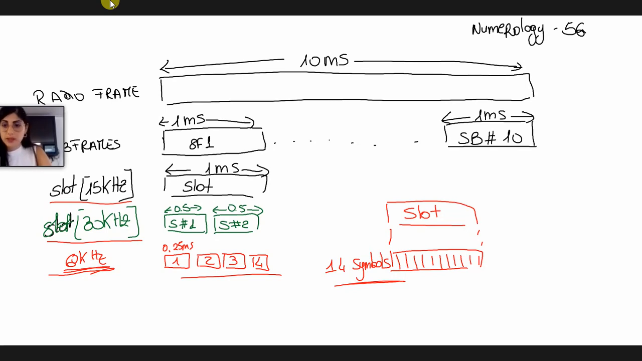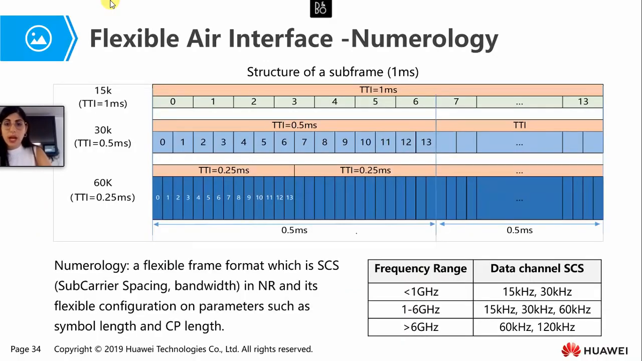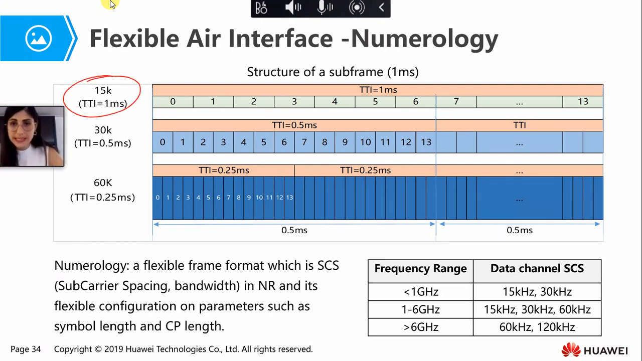And in here on the slide, you have the reference of the numerology. So in here you can find exactly what I tried to do on the whiteboard. 15 kilohertz, 1 millisecond of TTI. 1 TTI, 1 slot. In 1 slot, we have 14 symbols.